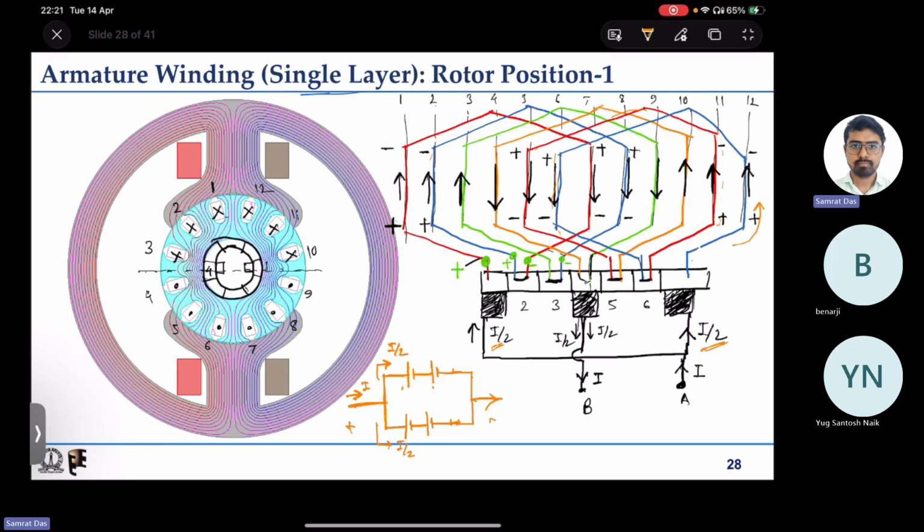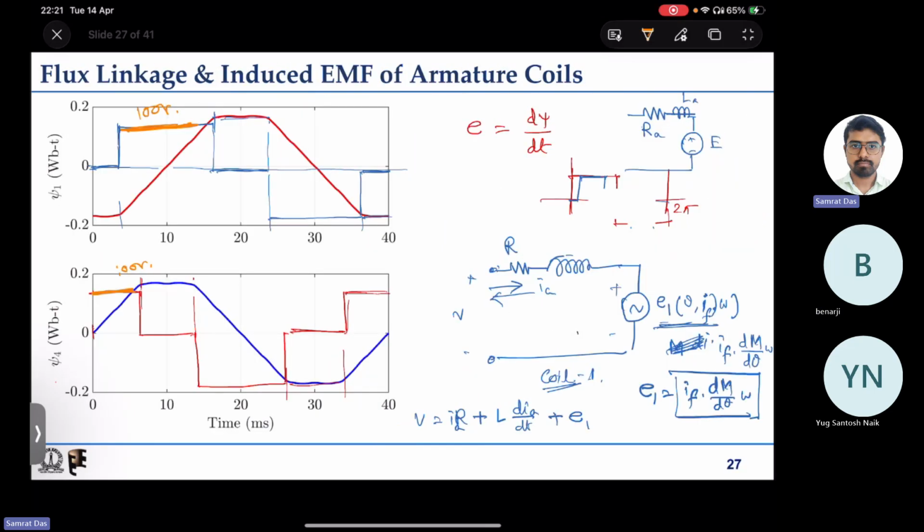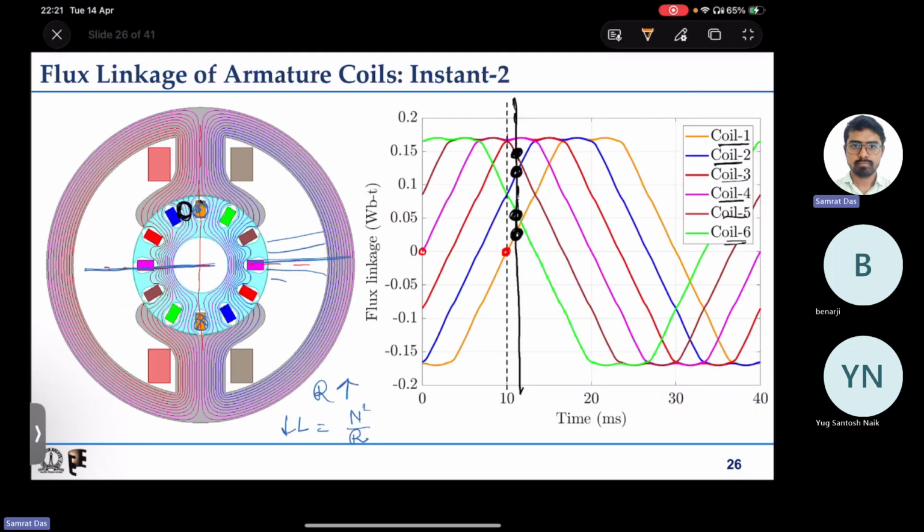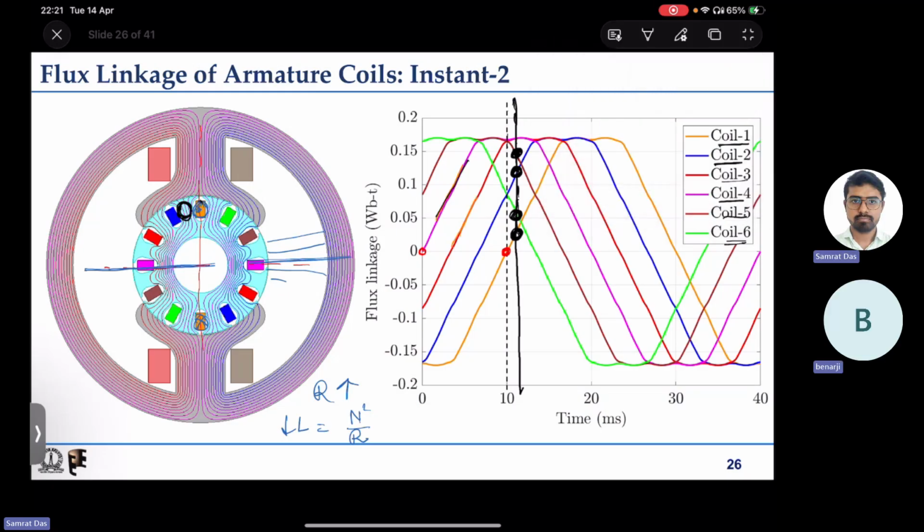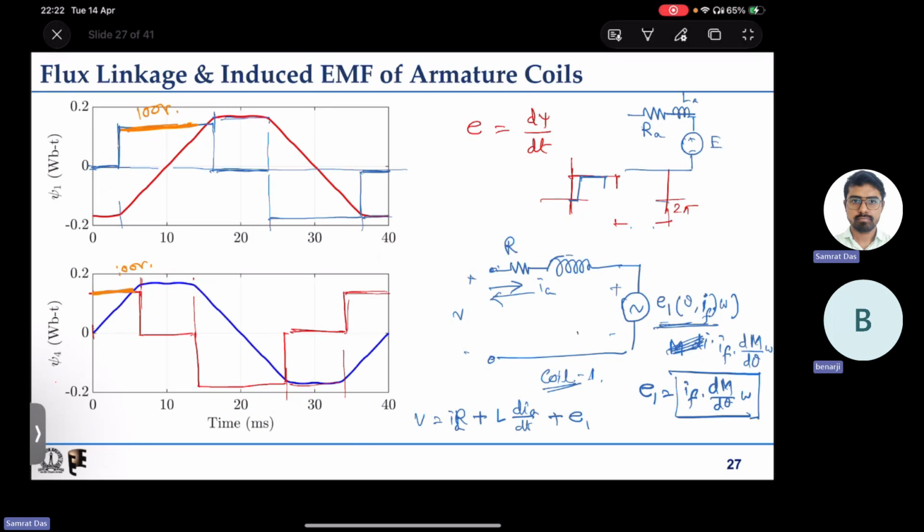Will there be any change in the magnitude of the induced EMFs? What do you think about the slopes of these ones? The slopes are the same, sir. So induced EMF is the same as the slope. Wherever the induced EMFs are positive or negative, they are of the same magnitude. Correct, but they are displaced, right?